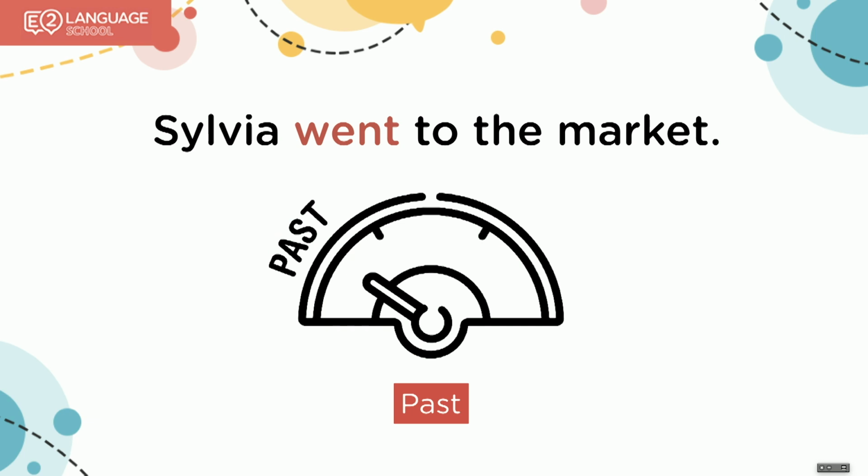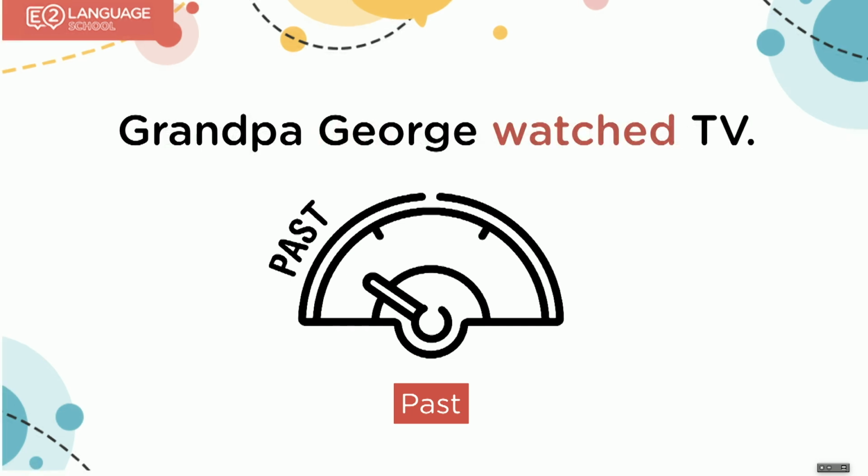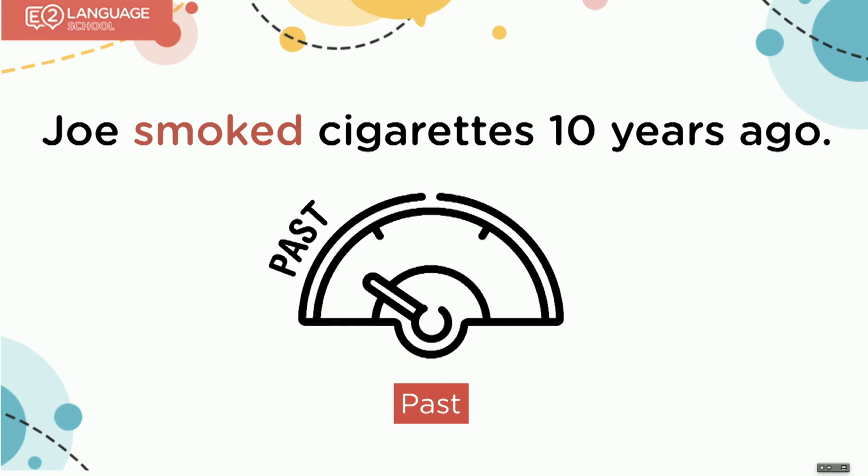Let's firstly look at the meaning of the did verb. So if I say Sylvia went to the market, I am referring to the past. And specifically, I'm referring to something that has finished, it's ended, it's done. Sylvia went to the market, past fact. Grandpa George watched TV. It happened in the past and it's finished. Joe smoked cigarettes 10 years ago, past fact. It happened in the past and it's finished.